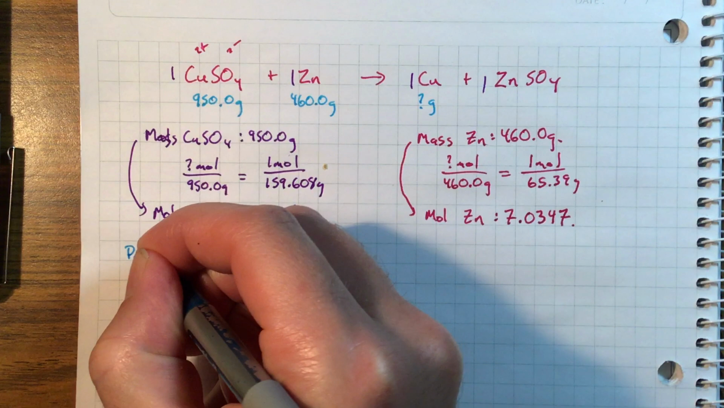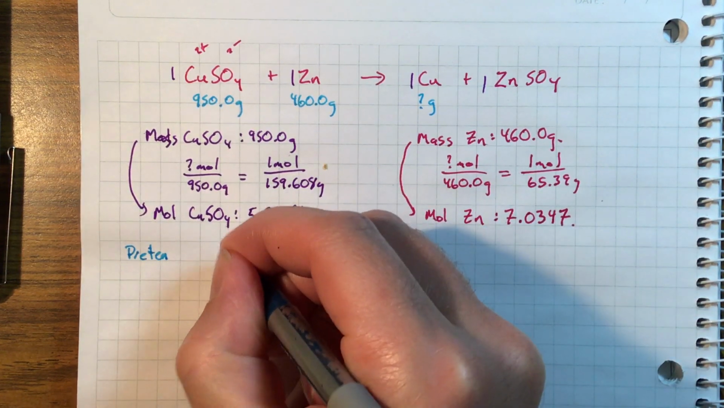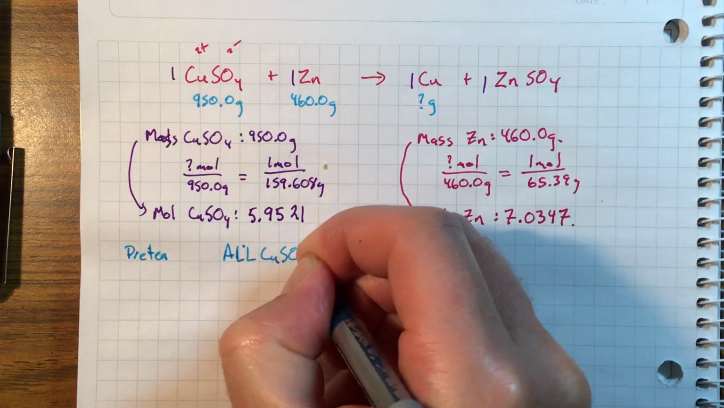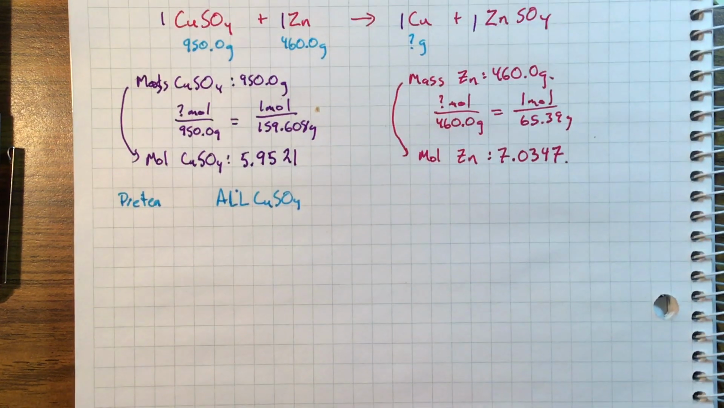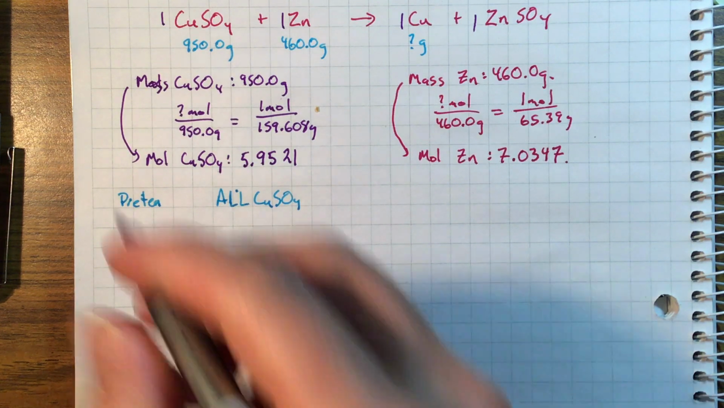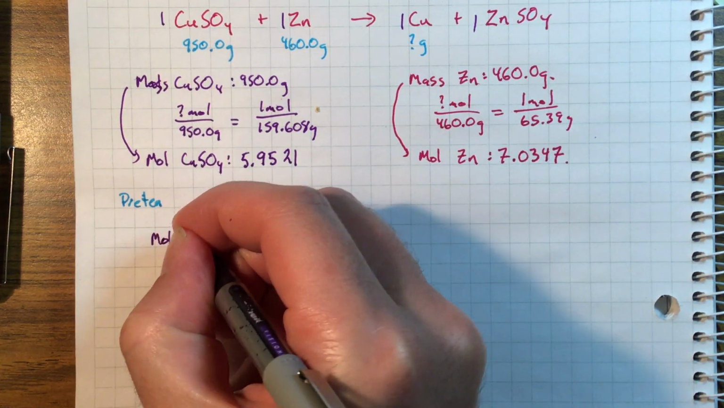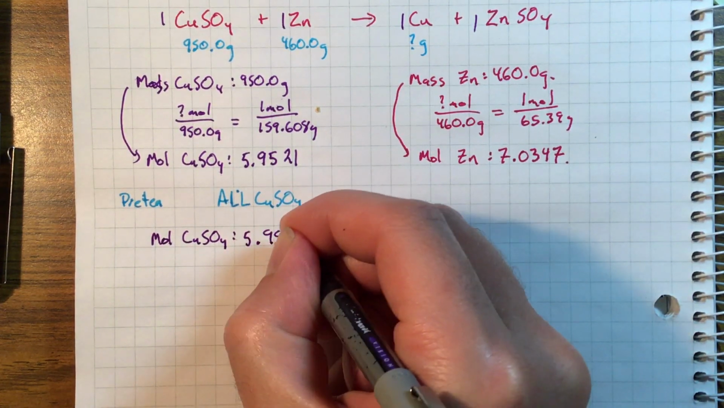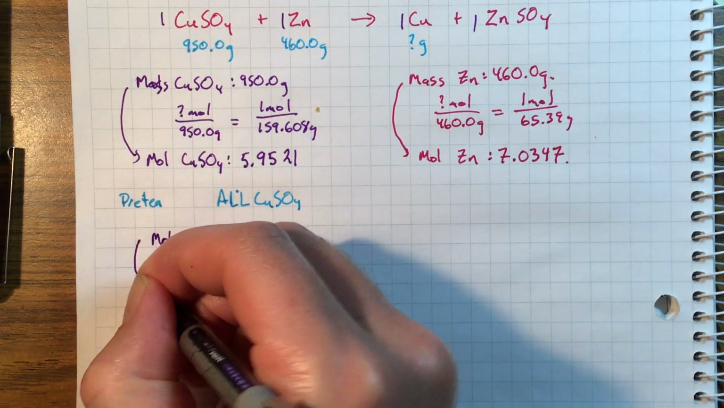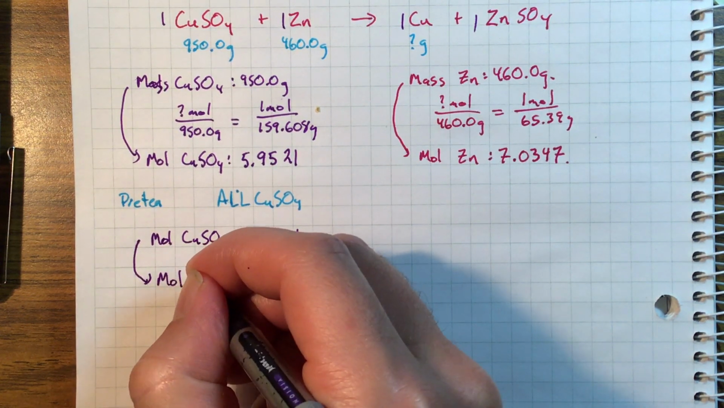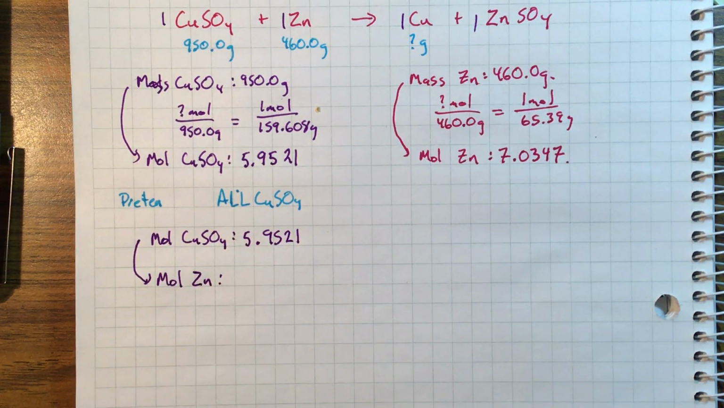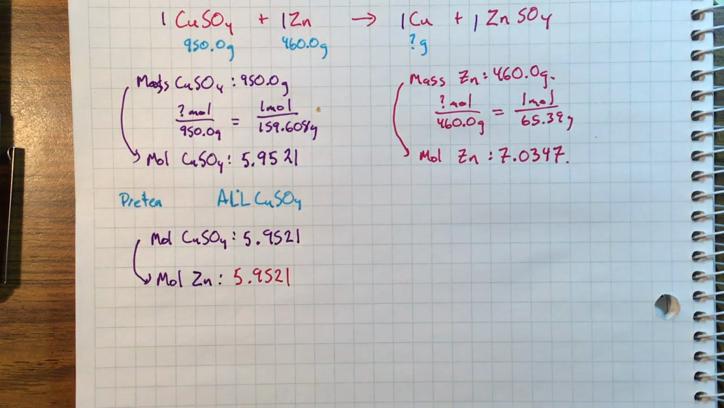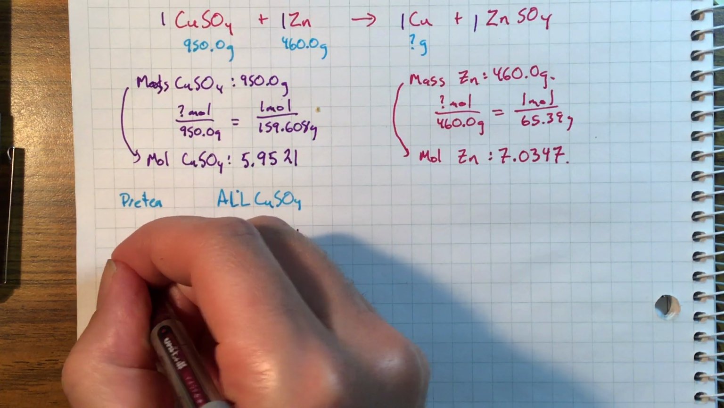So we're going to pretend to use up all of our CuSO4. So to do that, we've got our moles of CuSO4. That's 5.9521. And we look at our moles of zinc that would react with that, and that would be 5.9521 because it's a 1-to-1 molar ratio.